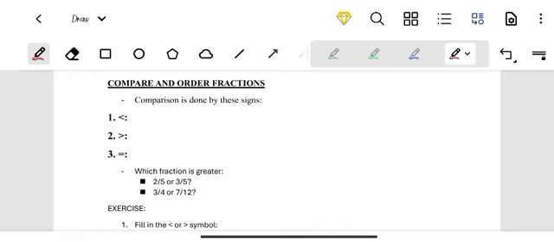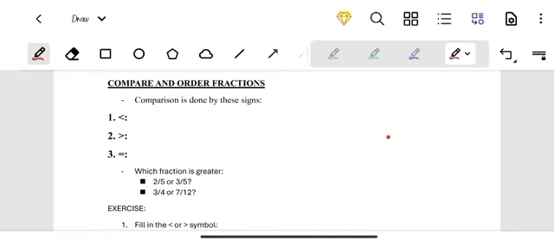So how do you compare when you're ordering? You look at the numbers that are being ordered, and then you look at their denominators and their numerators, at which one is smaller than the other. When you're ordering fractions, you can order them whether they are going up or going down. We call these ascending and descending order.